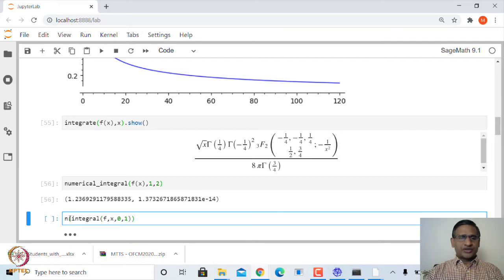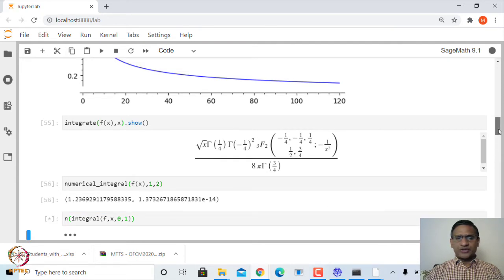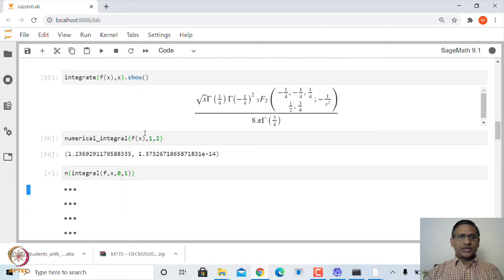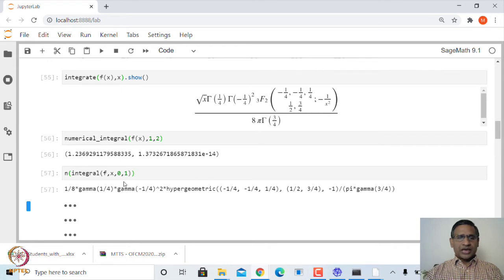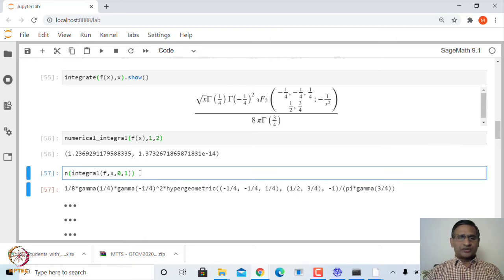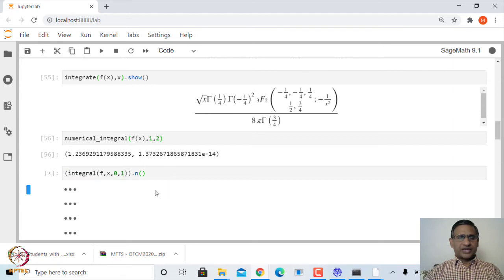Let us take the numerical value of this. This is not actually numerical integration, it is finding the integral symbolically, in terms of the hypergeometric function and gamma function. So, this is what is called the hypergeometric function. If I say .n of this, it may give me the numerical value of whatever it has found. It takes time because this function is fairly complicated.